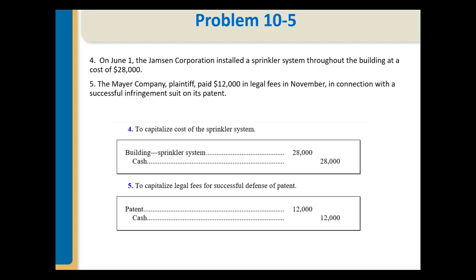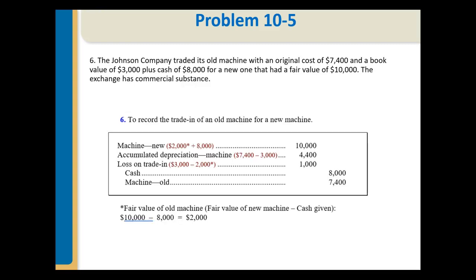And then when the Mayer Company paid $12,000 in legal fees with a successful infringement suit, we would debit our asset, patent, and credit cash. And then last, when Johnson traded its old machine with an original cost of $7,400 and a book value of $3,000 plus cash of $8,000 for a new one that had a fair value of $10,000, we would debit the new machine for $10,000. We would debit our accumulated depreciation to zero it off the books. We'd credit our cash, credit our old machine, and then from that show a loss on the trade of the equipment.